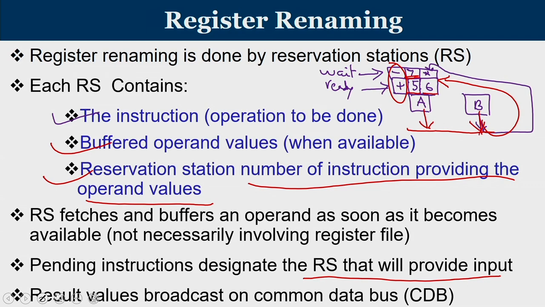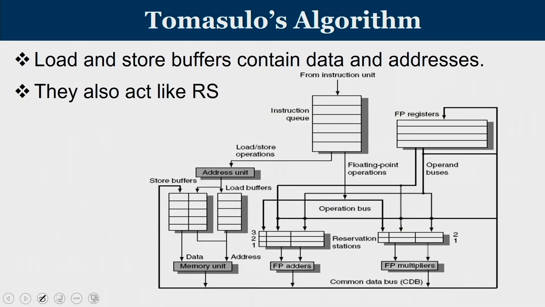Now the peculiarity is all these things, the result of each of these functional units has to be broadcasted on a common data bus. That is what has been mentioned over here. It's called CDB. So every functional unit is connecting to a common data bus and everybody is waiting on this. We will see the architectural diagram also. So this is how it looks like.